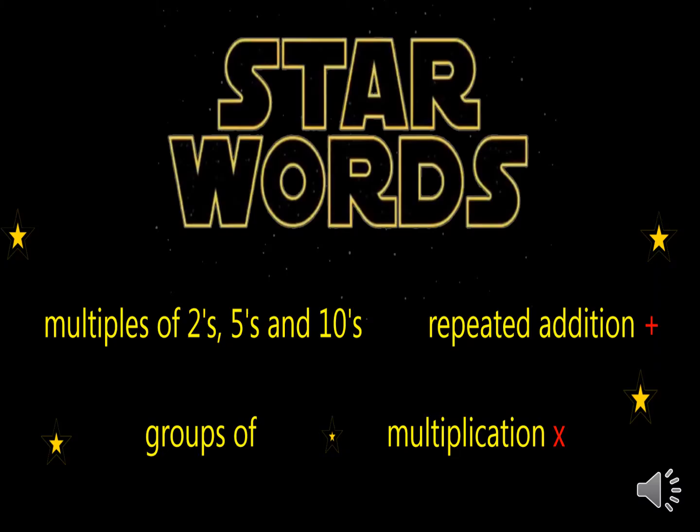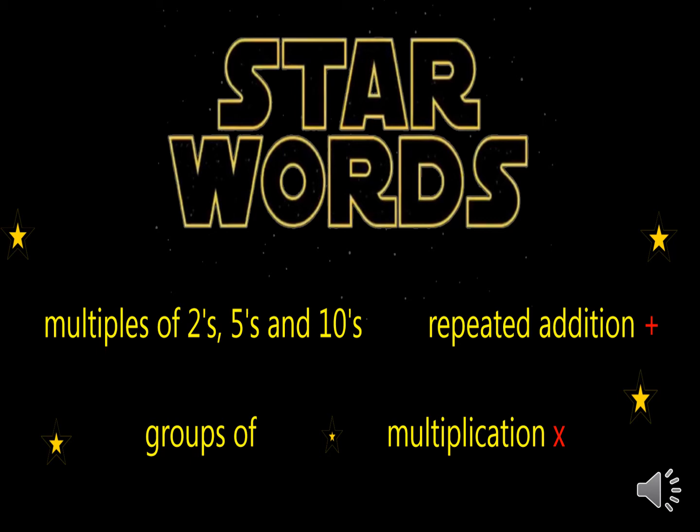Our star words say multiples of 2s, 5s and 10s. These are numbers we say when we're counting in 2s, 5s and 10s. These are part of the 2s, 5s and 10s times table. We were practicing this last week when we were putting amounts into equal groups of 2s, 5s and 10s, so we should be really good at this by now.